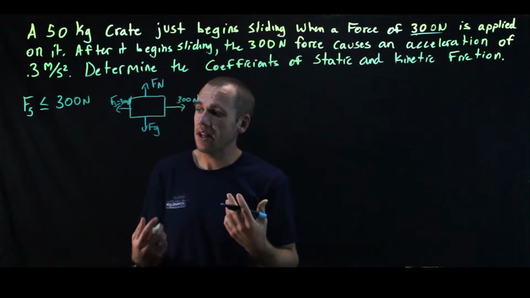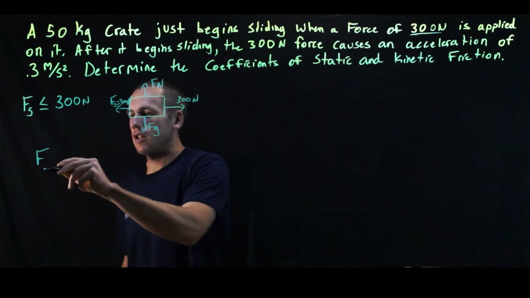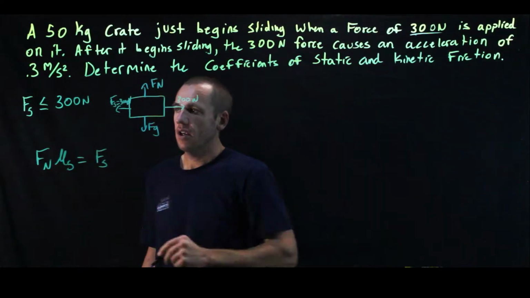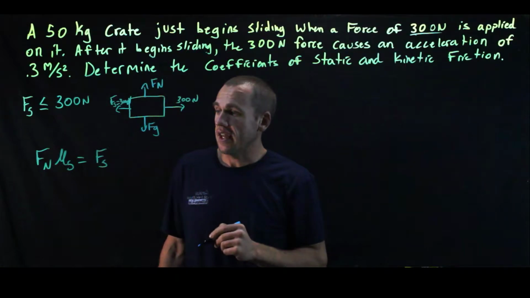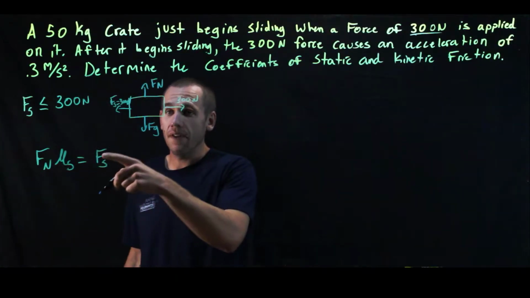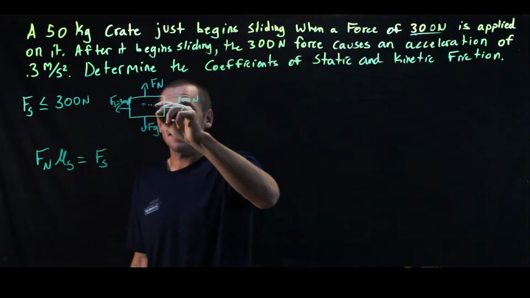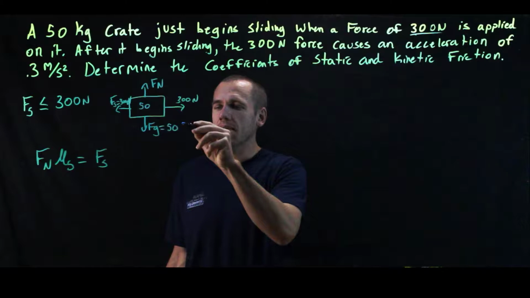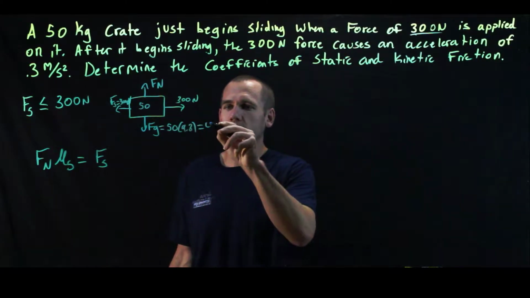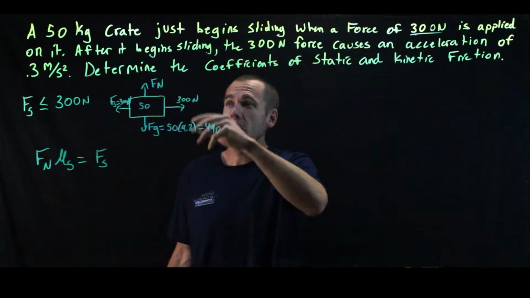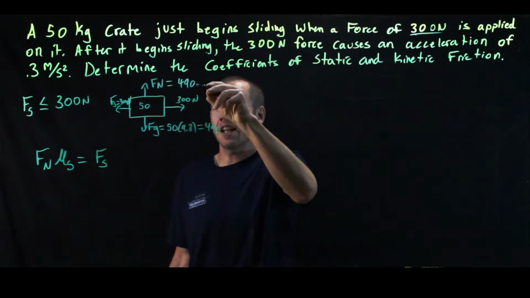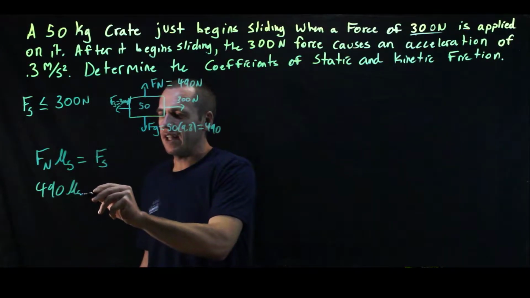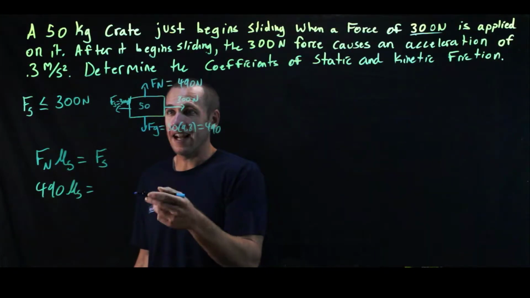The only equation we have that involves Fs is Fn mu s equals Fs, where mu s is the coefficient of static friction. So we're going to use this equation. Fn, of course, is going to exactly balance gravity, and since this is a 50 kilogram crate, we know how big that is. Fg is equal to 50 times 9.8, and this is 490 newtons. Now this would be negative or down, and that means our normal force is also 490 newtons, but it's positive or up.